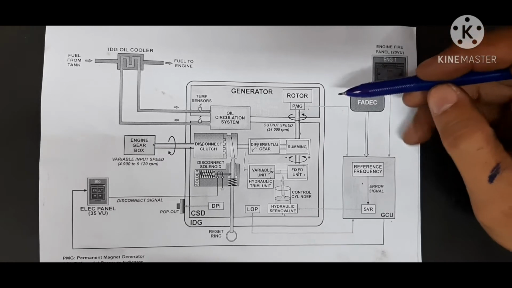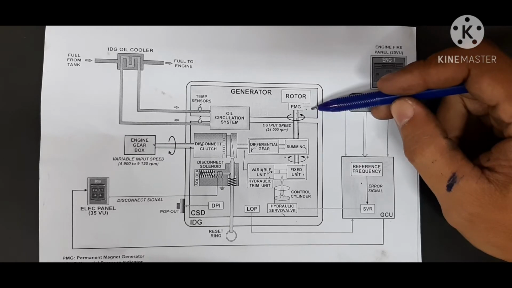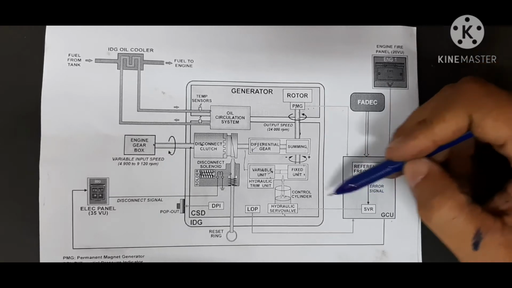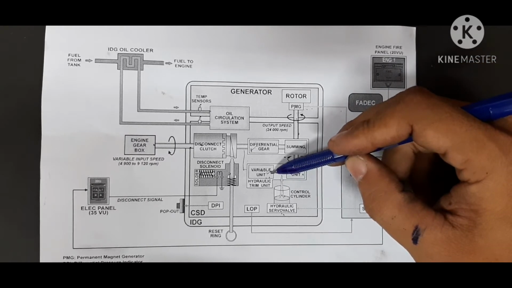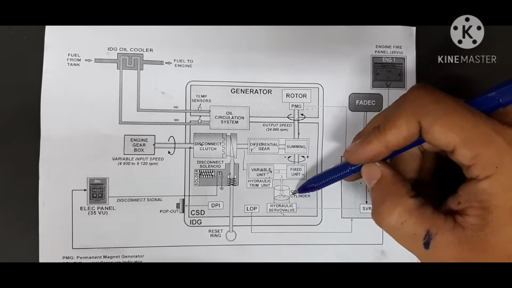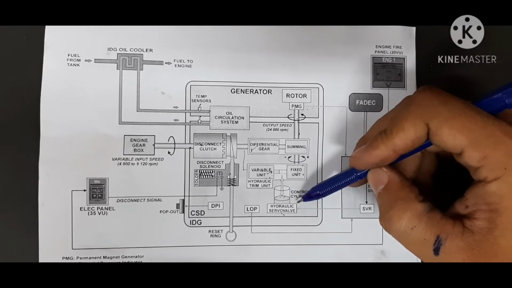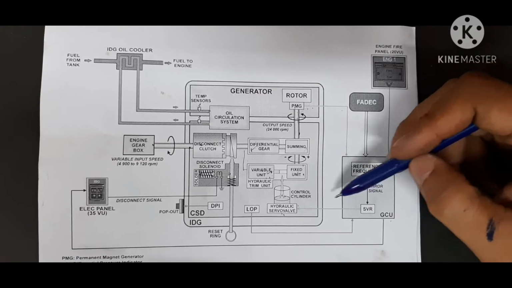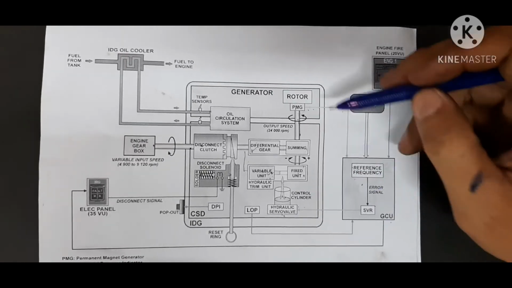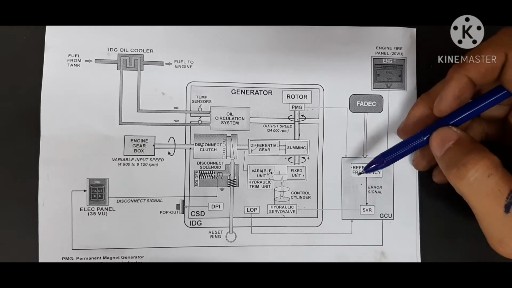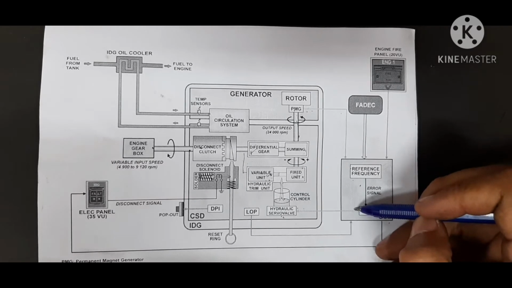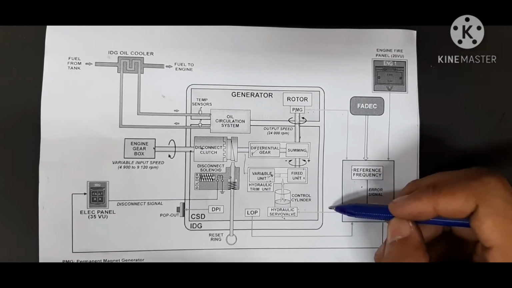For speed sensing, the PMG output frequency is used to control the variable unit wobble position. This wobble angle is controlled by the control cylinder. The control cylinder is electrohydraulically controlled by a servo valve, and the servo valve is controlled by the GCU using the PMG frequency. This control signal for the servo valve is using connector B.